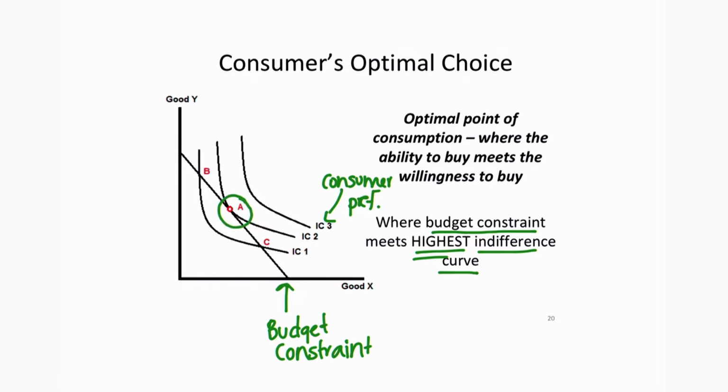So we have the highest level of satisfaction captured by the highest indifference curve that we can afford given our budget, the price of the goods as well as the income that we have.